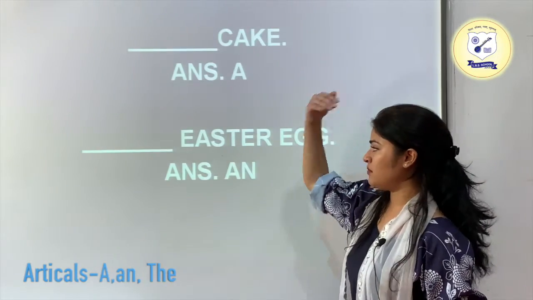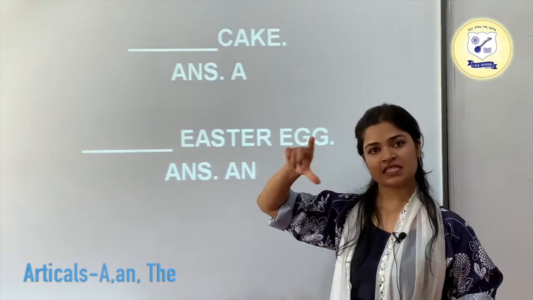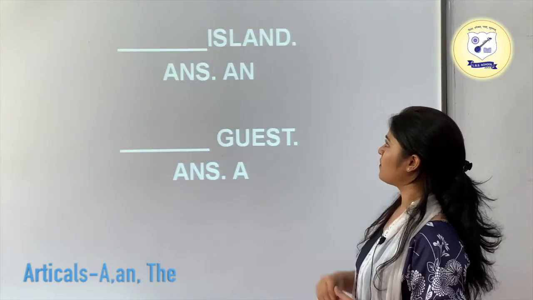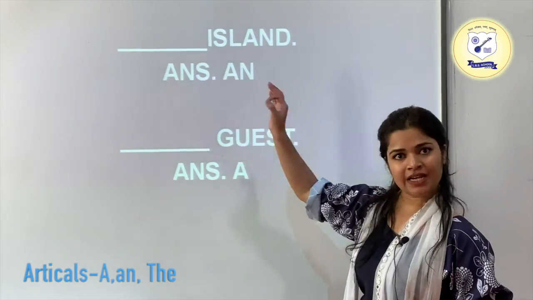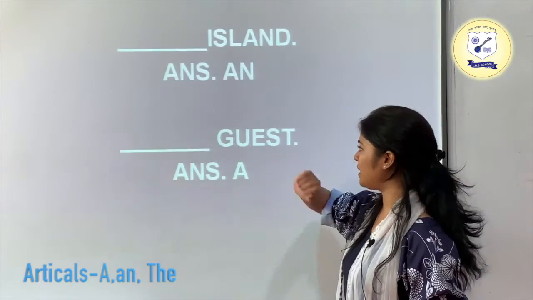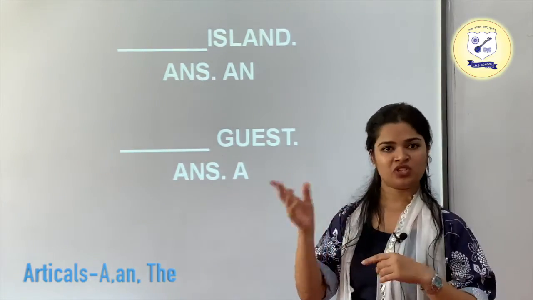A cake. An Easter egg. Easter begins with an E sound, so this would be an Easter egg. This is an island, beginning with I's vowel sound, so this would be an island. A guest, G, which is a consonant.